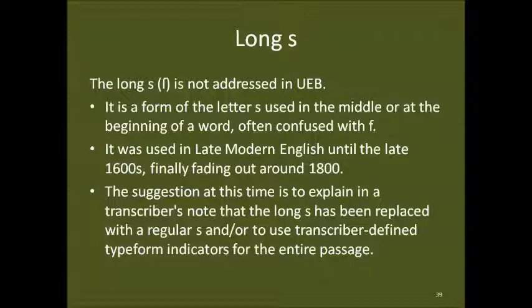So if you think that, gosh, those words look strange, it almost looks like somebody has some sort of a lisp or something like that, look and see if it has that crossbar across it. Because if it doesn't, then it's the long S. It was used in late modern English until the late 1600s, until it finally faded out around 1800 or so. The suggestion at this time is to explain that this long S is there in a transcriber's note, and that it's been replaced with a regular S, or you can use a transcriber-defined typeform indicator for the entire passage. It's up to you, either one, but it should be explained.